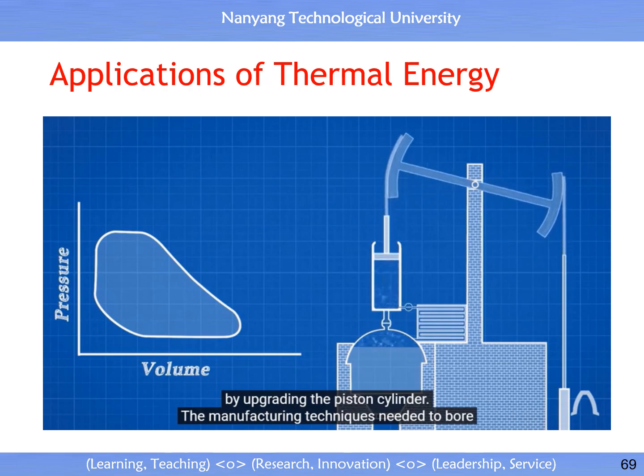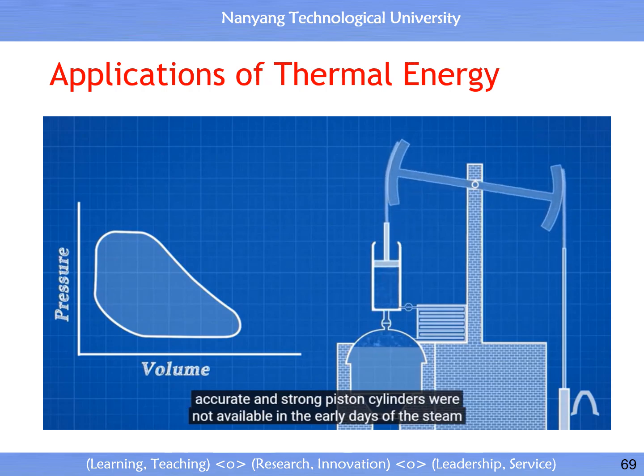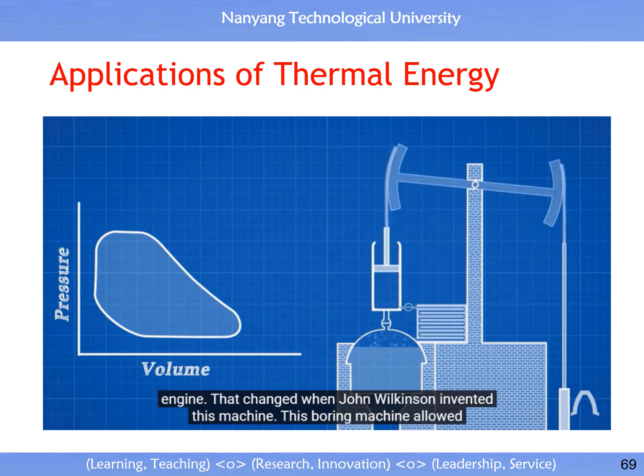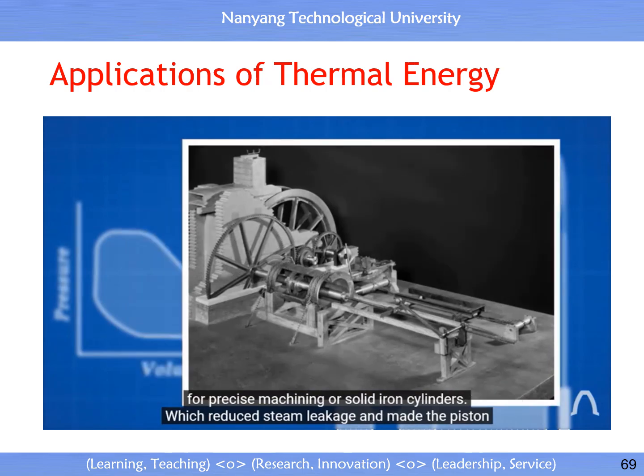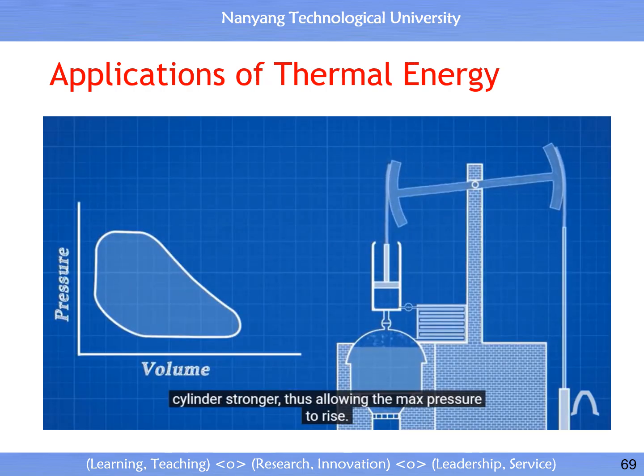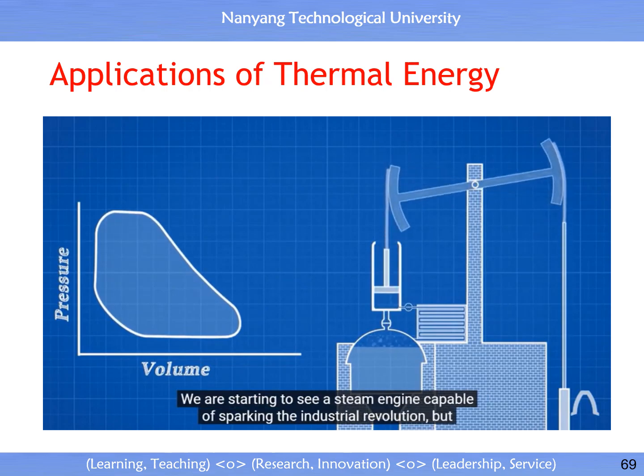The manufacturing techniques needed to bore accurate and strong piston cylinders were not available in the early days of the steam engine. That changed when John Wilkinson invented this machine. This boring machine allowed for precise machining of solid iron cylinders, which reduced steam leakage and made the piston cylinder stronger, thus allowing the max pressure to rise. We are starting to see a steam engine capable of sparking an industrial revolution.